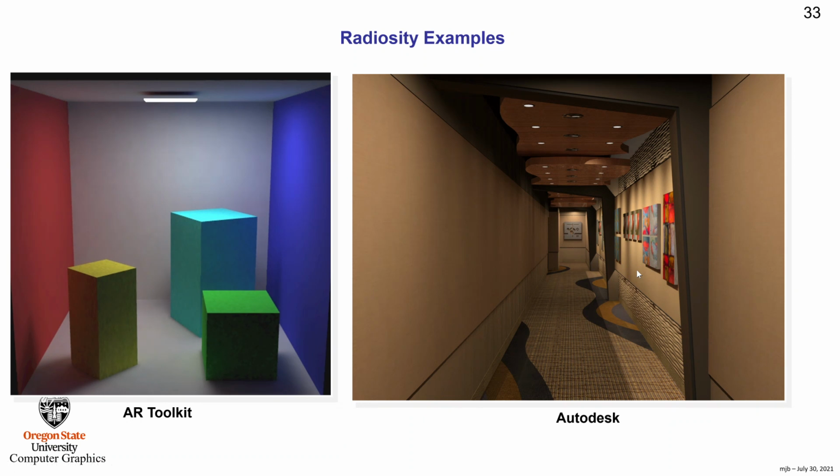Here's another one. You can see a little bit of color bleeding going on. Here's one in a hallway. I think this one's just beautiful because you can kind of see where the lights are located, where the dark spots are between the lights. For architectural renderings like this, radiosity is just great.